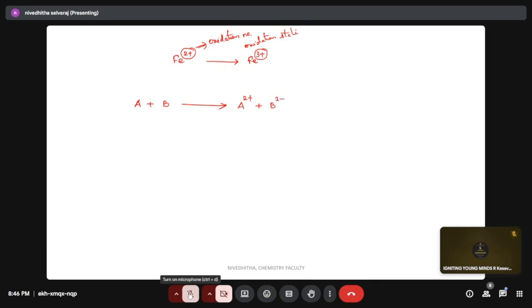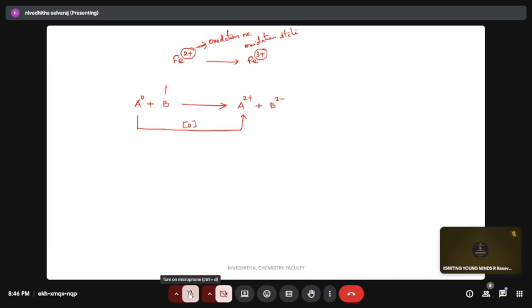Now A and B are reacting together. A is getting converted into A2+ and B is getting converted into B2-. According to A, what is actually happening to A? Two electrons lost. Initially the oxidation state of A was 0 and now it is 2+, so the oxidation number is increasing. So basically this is oxidation.